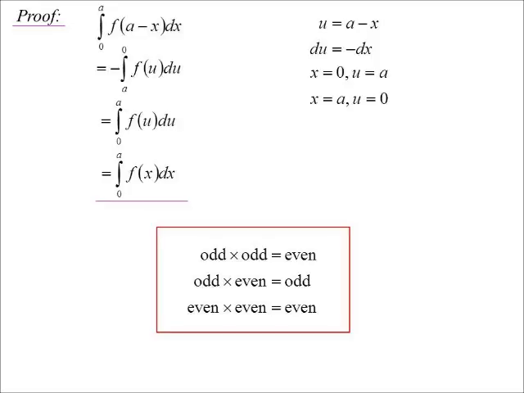Also, keep this in mind. Odd times odd, even. Odd times even, odd. Even times even, even. So if you have got a product of functions, then again, you could use symmetry ideas. If you notice one function is odd, one function is even, and you're integrating from -3 to 3, and you go, hang on a sec, odd times even, that's odd. Symmetry, oh, that integral must be 0. Save yourself some time.